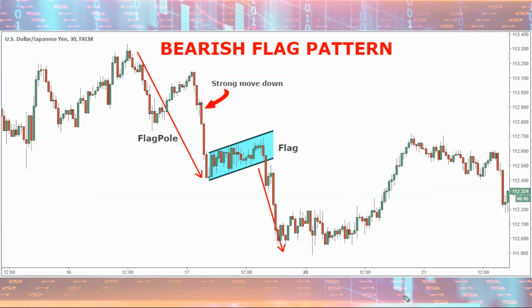This is what it looks like in real life. You see this strong downtrend right here, then the uptrend channel, which is the flag, and then a continuation of the trend. Why does the flag form, you ask?